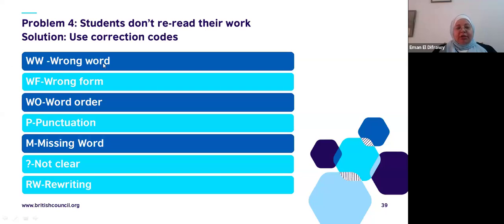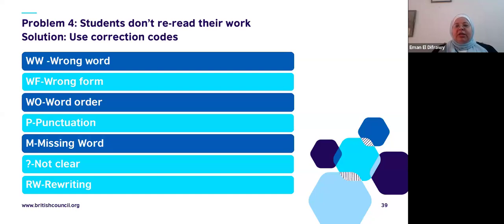But of course, you need to teach your students these codes before you use them. So, for example, here, wrong order, wrong word, sorry, wrong form, word order. There are plenty of these on the British Council website, more than the ones on the screen. So you can go to Teaching English British Council and you will find plenty of correction codes. Missing words, question mark when it's totally not clear, you couldn't understand what they mean. So underline the mistake and just write the code.